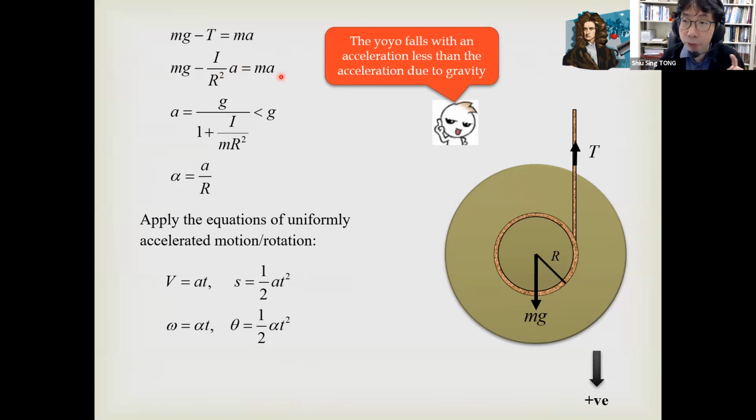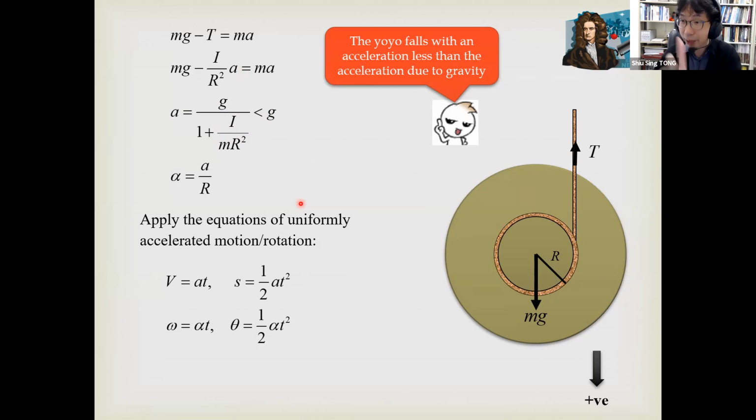And of course, we can move all the A to one side of the equation and solve for A. And so we got A equal to G over 1 plus I over mr squared. Now you can see, because I over mr squared is always larger than 0, it is a positive quantity. So G over 1 plus that quantity is smaller than G. It means that the body, the yo-yo, is now descending at an acceleration smaller than the acceleration due to gravity.